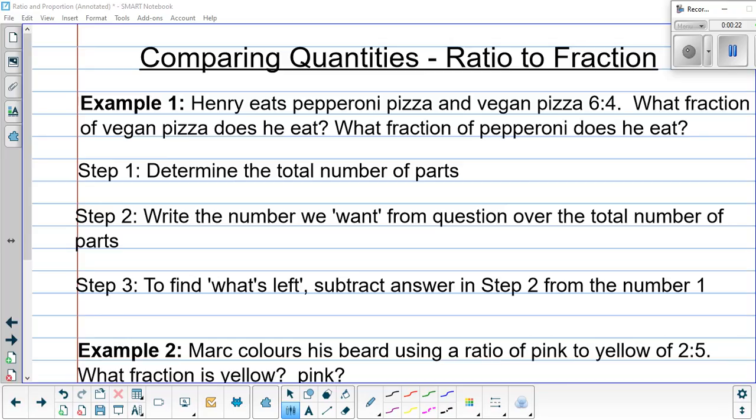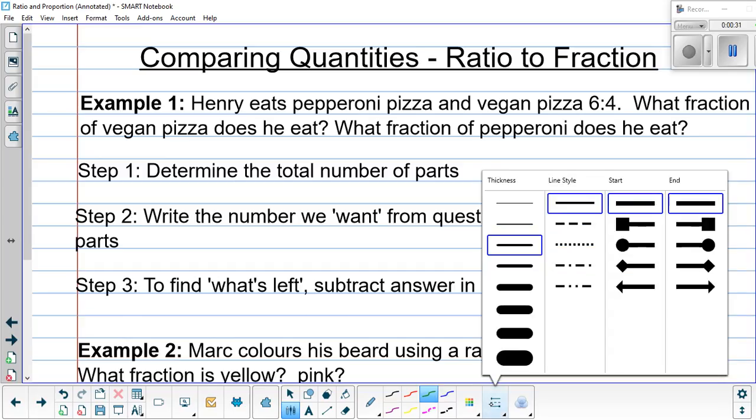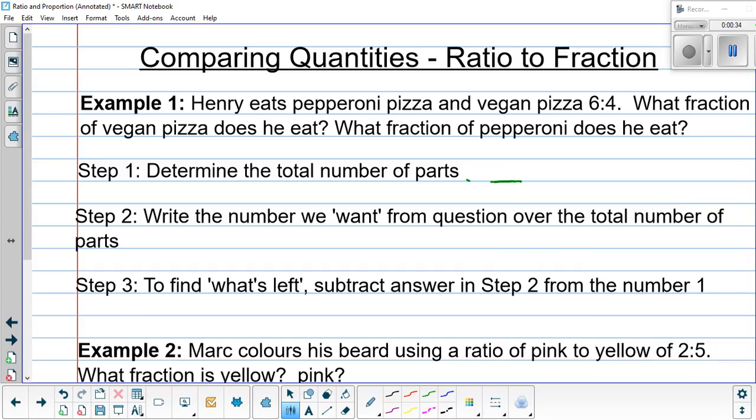So first, we have to determine the total number of parts, right? Because we know in a fraction, when we set it up, our bottom number is the total, typically. Total of desired amounts, I should say, because we could set up fractions where we don't actually use the total. But typically, it's the total of the desired amounts that is your denominator.